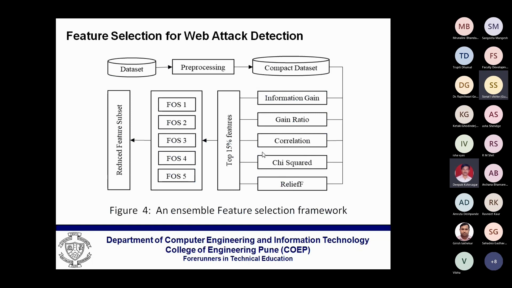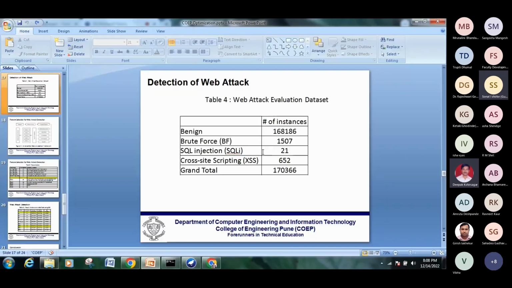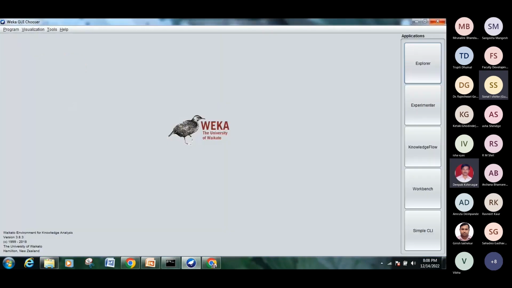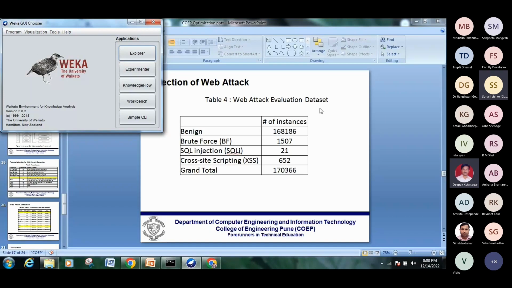For experimentation purposes, we will use machine learning through the Weka tool. Weka is an open source tool, and the Weka tool, the Waikato Environment for Knowledge Analysis, is provided by the University of Waikato from New Zealand. So this is the open source tool we are using here for experimentation.